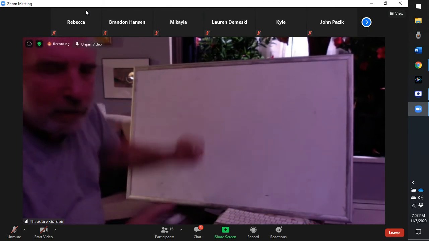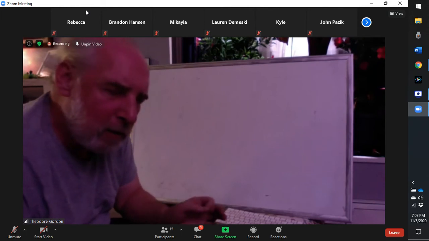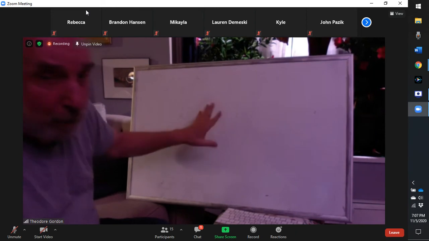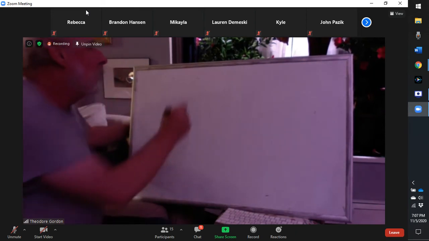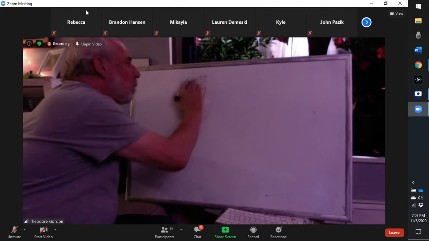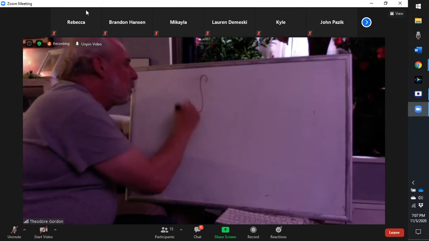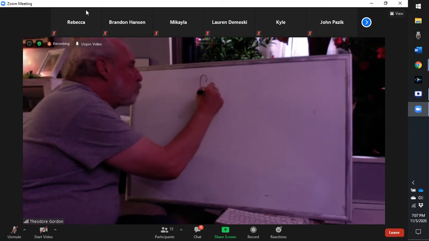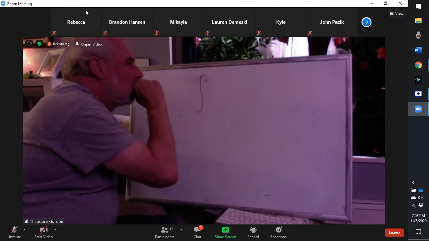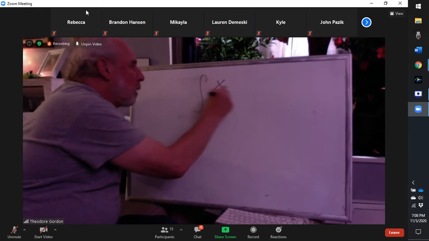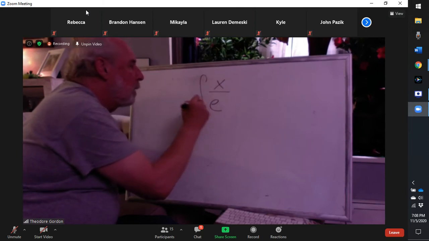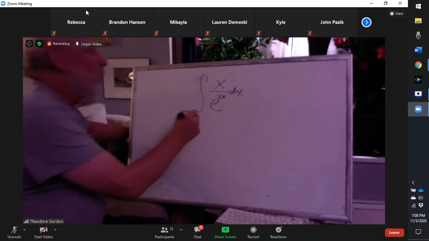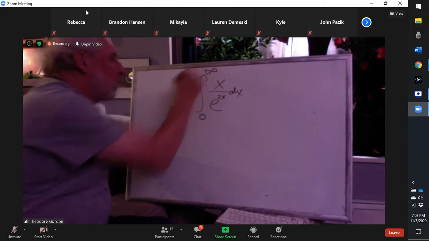Last example of this, and then when I'm done, I'm going to spend a few minutes talking about something called a differential equation, which you've already been solving, by the way. Every time you do an integral, you solve a differential equation. So let's look at this one: the integral of x over e to the 2x dx, from 0 to infinity.